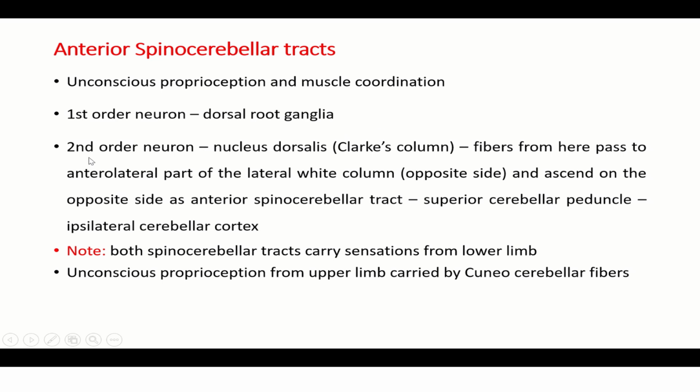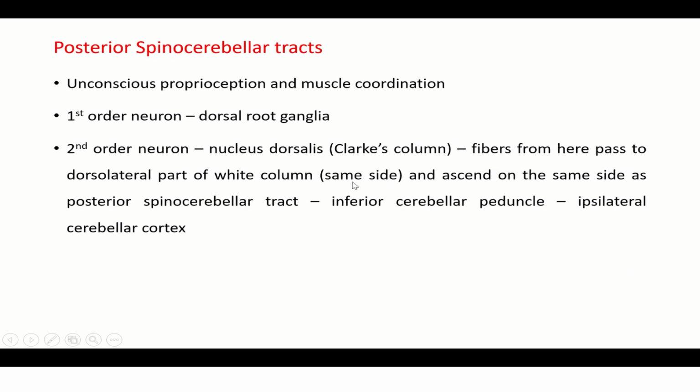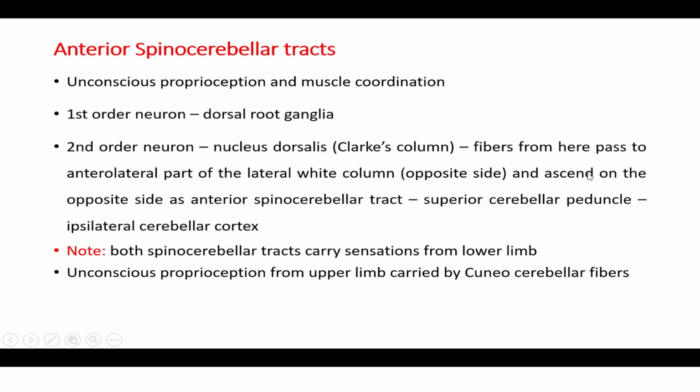They enter and then they relay in the second order neurons area, that is the nucleus dorsalis or Clark's column. And fibers from here pass to the anterolateral part of the lateral white column, that is towards the opposite side. Here it is the same side, here it is to the opposite side, and ascending on the opposite side as the anterior spinocerebellar tract, and they are going to enter into the ipsilateral cerebellar cortex through the superior cerebellar peduncle. So note both spinocerebellar tracts carry sensations from the lower limb.